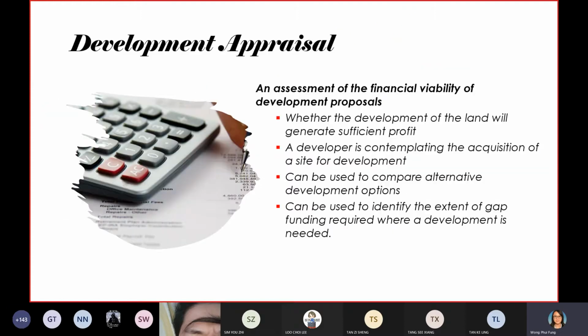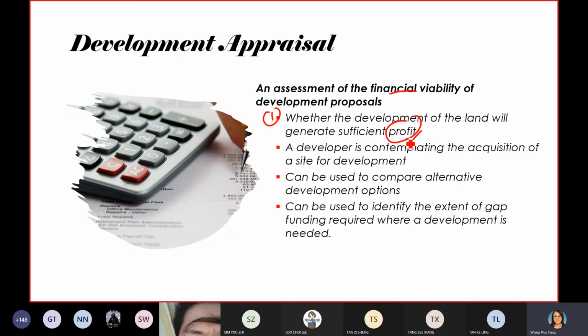Okay. And what is the purpose? An assessment of the financial viability of the development proposal is, first, whether the development of the land will generate sufficient profit or not. So of course, the first one is we want to know how much profit is going to be generated at the end. That's the profit. Of course, with no profit, who wants to kickstart?